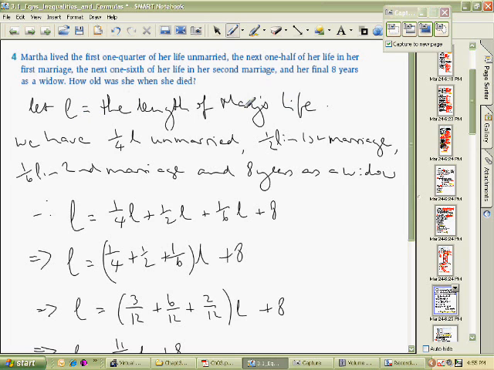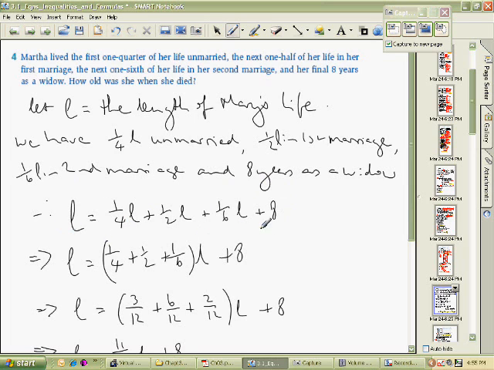So you need to do something like this. Let L equal the length of her life, and so then you say, well, if a quarter of her life she was unmarried, then it's 1/4 L she was unmarried for. A half of her life she was in the first marriage, so it's a half of L in the first, 1/6 of L in the second, and 8 years, we don't know what relationship that is to L, as a widow. But what we do know is this quarter L, a half L, 1/6 L, and 8 all adds up to whatever her total lifespan was. So that's where we get this equation.